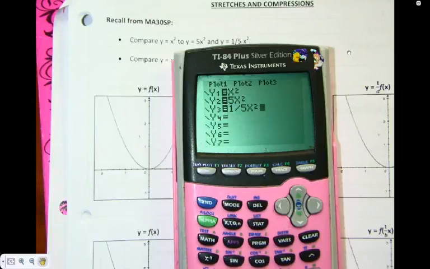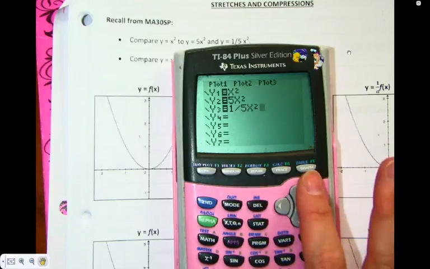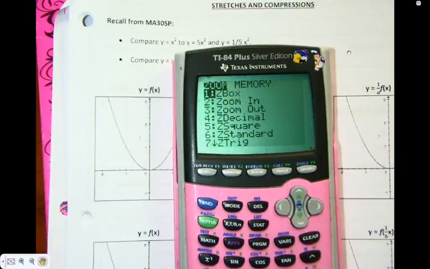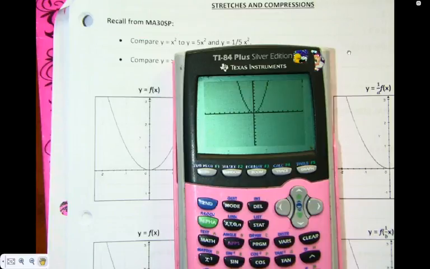How do we get the graph to appear? Who remembers from last year? We don't press graph because we don't know what the axes are set up like. I always go to a different button. What do I go to? Zoom, remember this from last year? And we pick, which one looks familiar? Zoom standard number 6. What that does is set up your axes -10 to 10 in each direction.